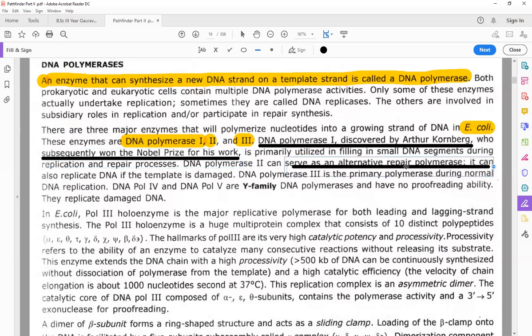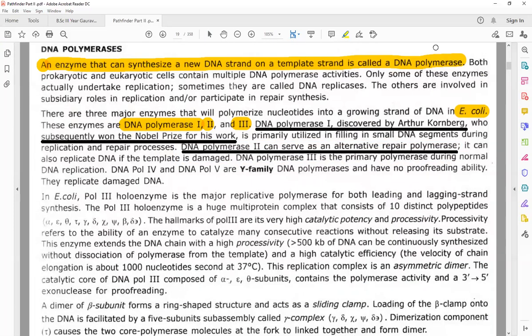DNA polymerase 2 is another enzyme that serves as an alternate repair polymerase. If DNA polymerase 1 does not function, then the next enzyme that becomes functional is DNA polymerase 2. It can also replicate DNA if the template is damaged, and the last enzymes are DNA polymerase 4 and DNA polymerase 5.